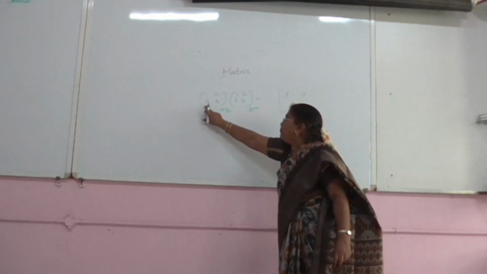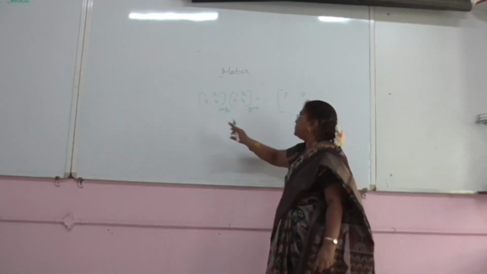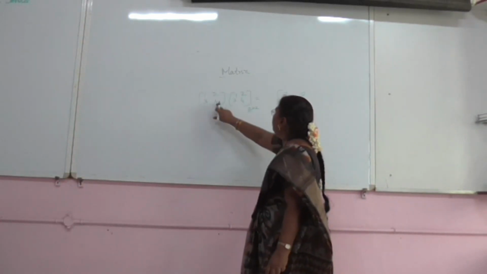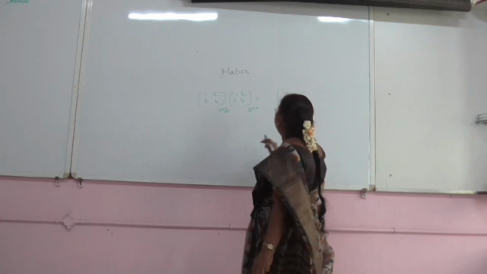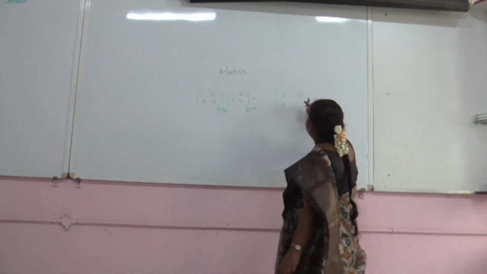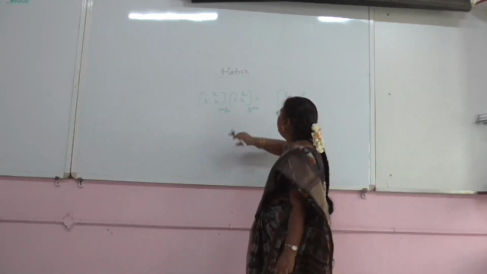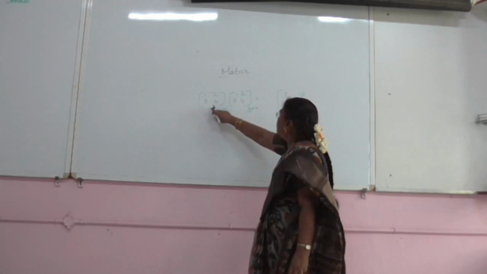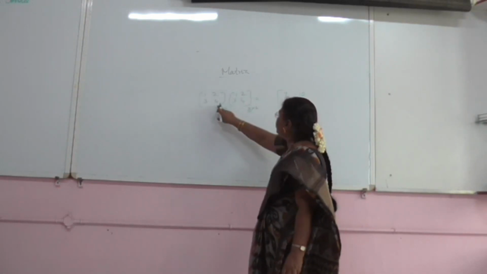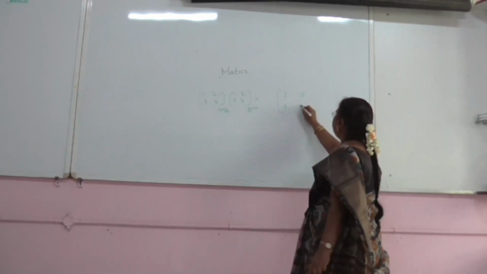Now this place is second row, first column. Take the second row from the first matrix and the first column from the second matrix. 3, 4 and 1, 3. 3 into 1, 3. 4 into 3, 12. 3 plus 12 equal to 15. This place is second row, second column. Second row is 3, 4. Second column is 2, 4. 3 into 2, 6. 4 into 4, 16. 6 plus 16, 22.